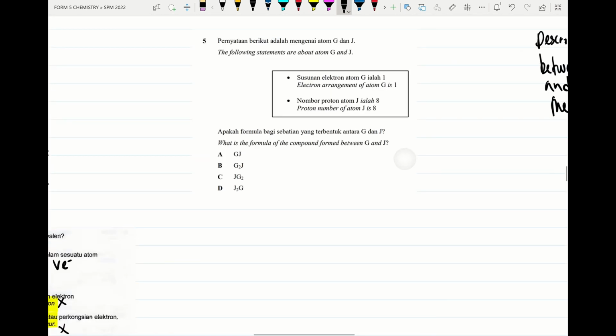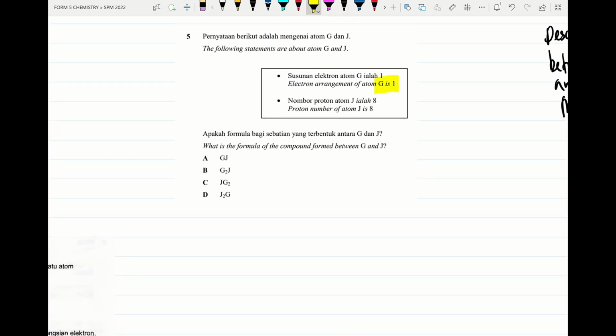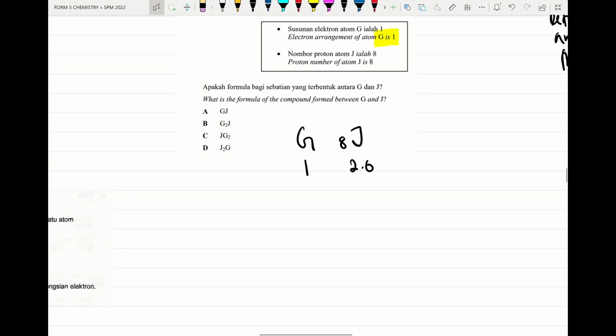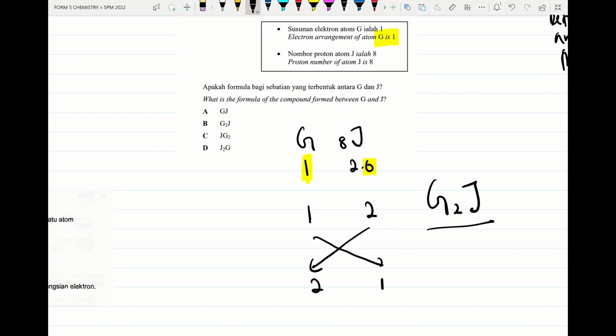All right, so we move on to the next question. We try to check the electron arrangement of G is 1. So please remember G's electron arrangement is 1, and G is a hydrogen atom, and the electron arrangement of J is 2.6. All right, so how to get the formula? Please remember G has one valence electron, and it needs one more electron to achieve a stable duplet electron arrangement. And J has 6 valence electrons, so therefore this is a non-metal. It needs 2 more electrons to achieve a stable octet electron arrangement. Therefore, for the formula that we will get, we do crossing here, 2 and 1. So G will be 2, J will be 1. So the answer is B.